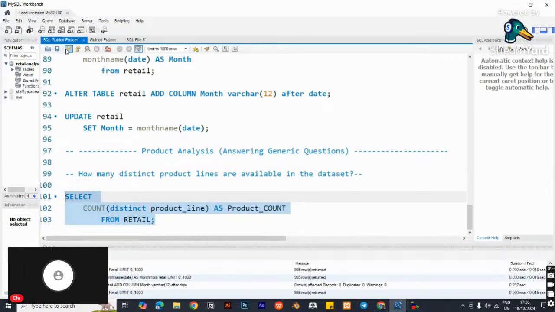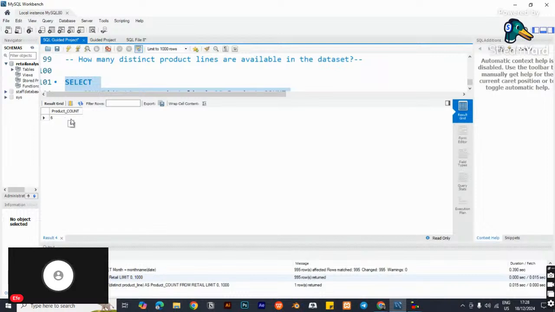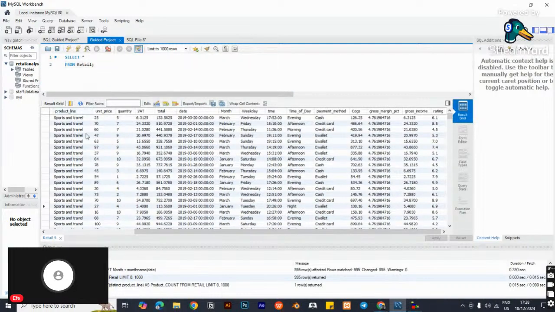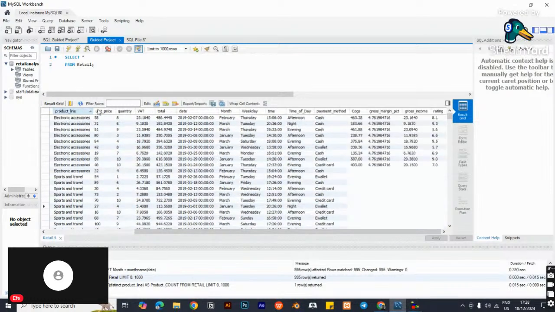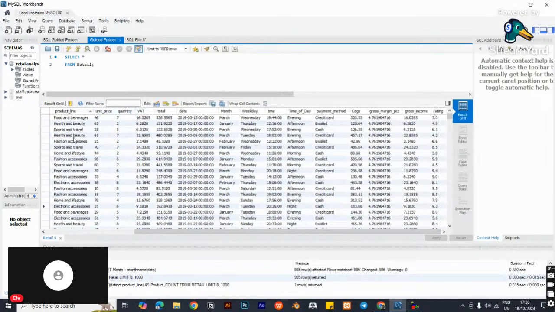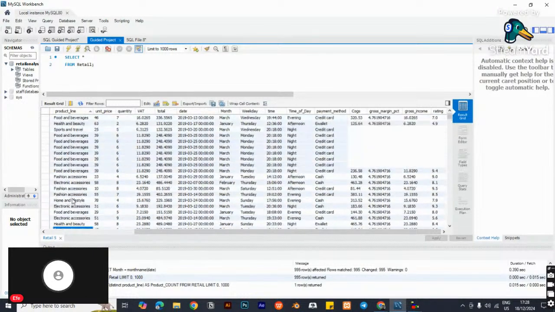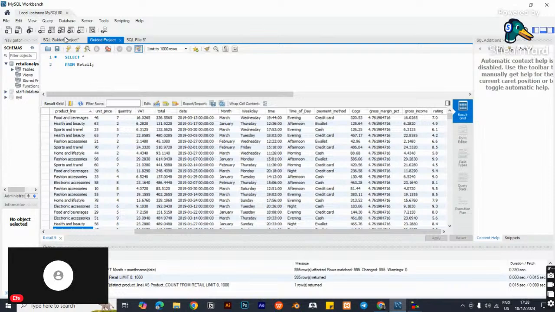You run this, and you can see 6 unique products. If you come over here, what it means is that among the list, we have the unique products sold: food and beverage, health and beauty, sport and travel, electronics and accessories, fashion accessories. So there are 6 unique products. That's what it means, so we've been able to answer the question.